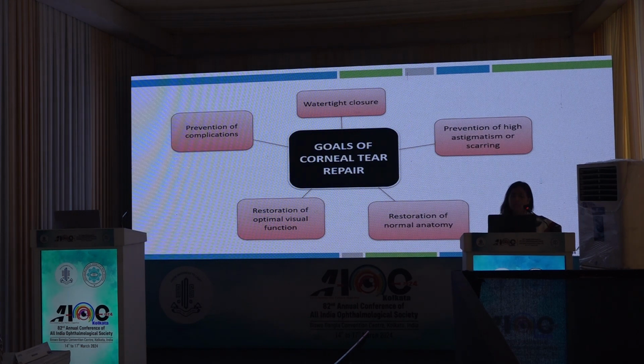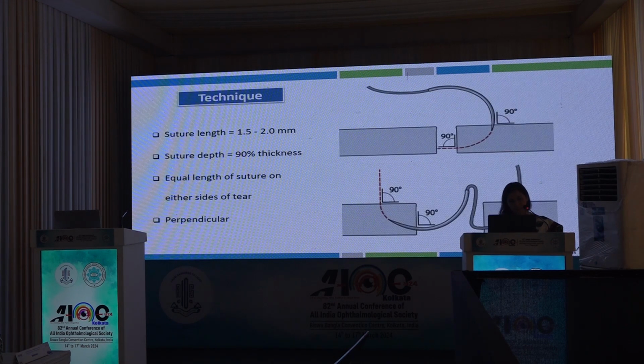The goals of a corneal tear repair are, of course, a watertight closure. That's the first goal, because we want to keep the globe intact. However, in that attempt, it shouldn't be so tight that it causes a lot of astigmatism. So we want to try and maintain the contour as far as possible, unless there's tissue loss, in which case you can't help it. Then restoration of as normal an anatomy as possible, and as much visual acuity as you can, and avoiding further complications, such as infection or others, as we'll discuss.